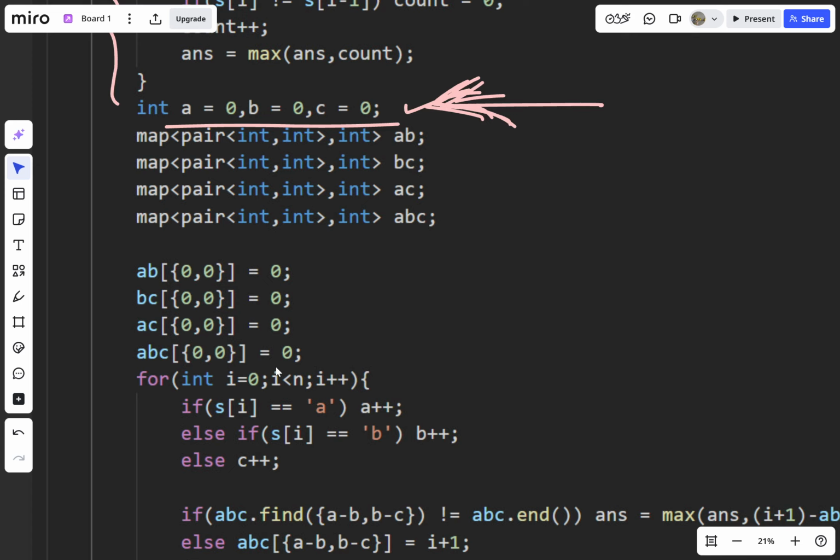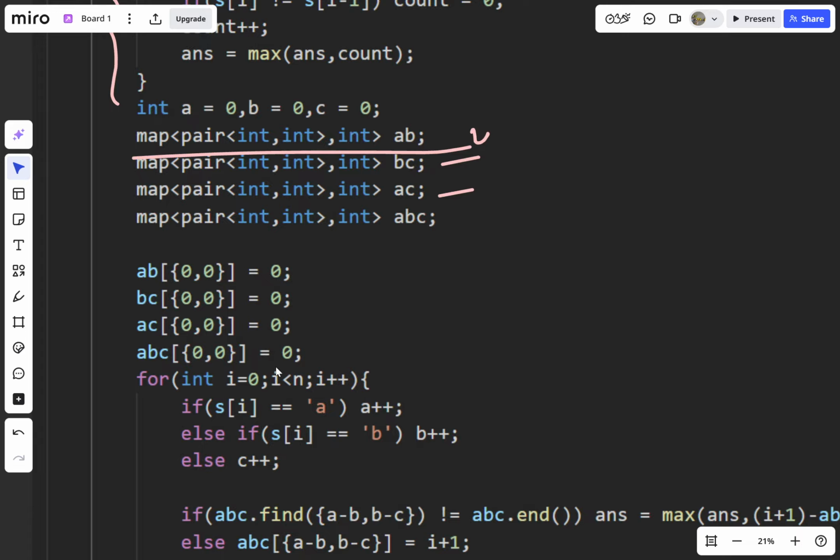Okay, so I am not storing it in any of the prefix sum. Okay, so you can store it in prefix sum also. There are many approaches you can solve it. Then after that, yes, so we are making a map of AB, BC, AC, and these are the maps for this combination of the two characters only. And this is the map which is made for the combination of three characters. A, B, and C, all three characters.